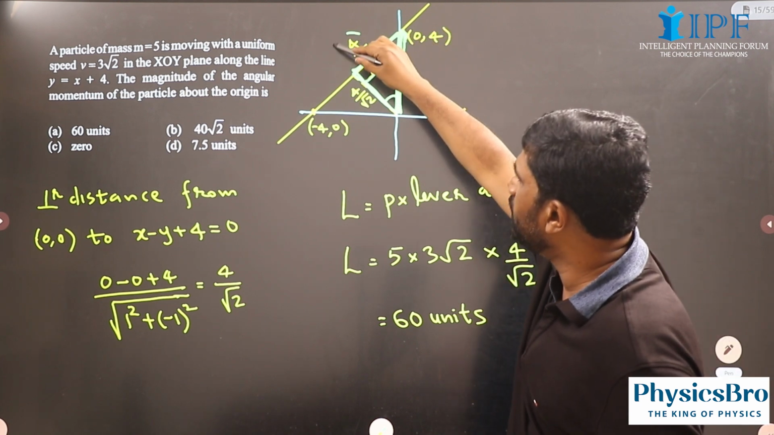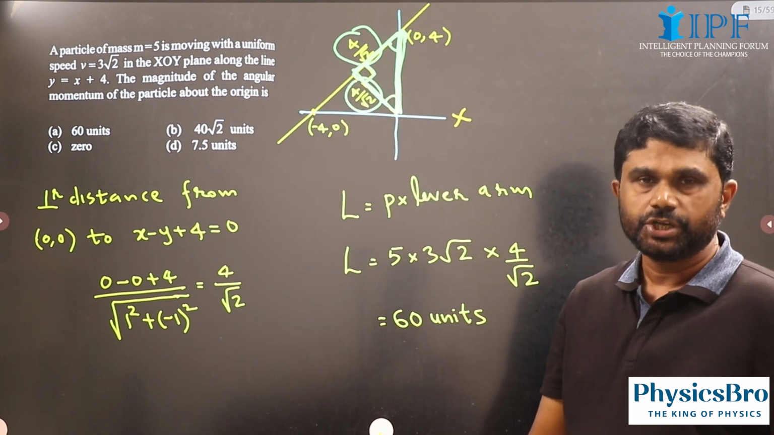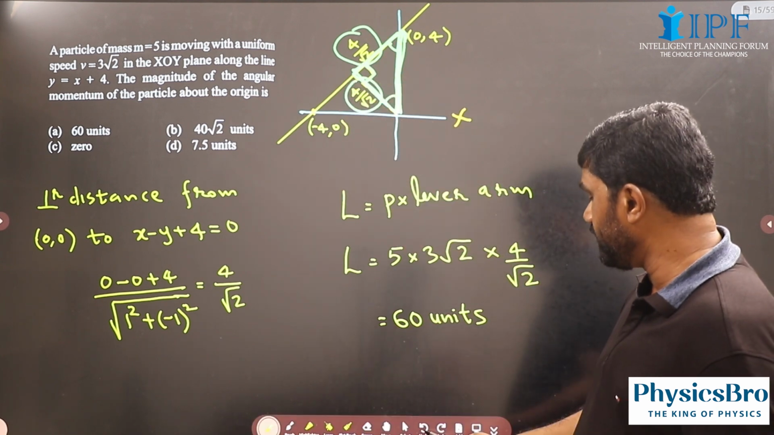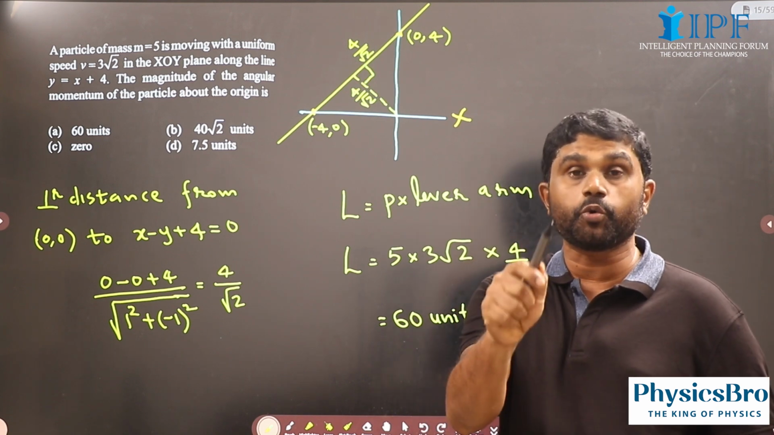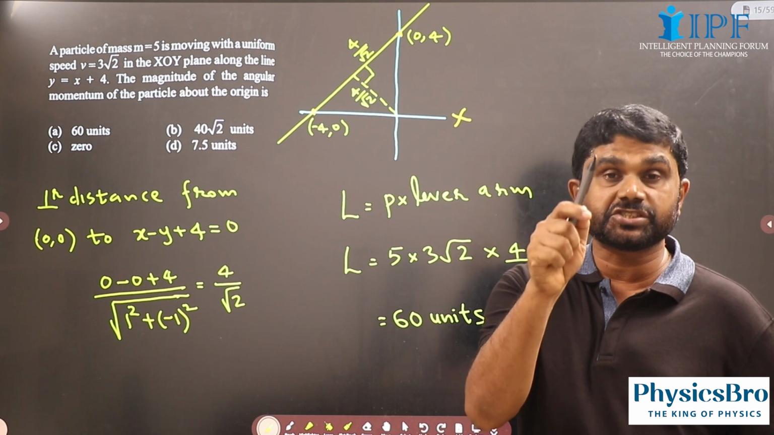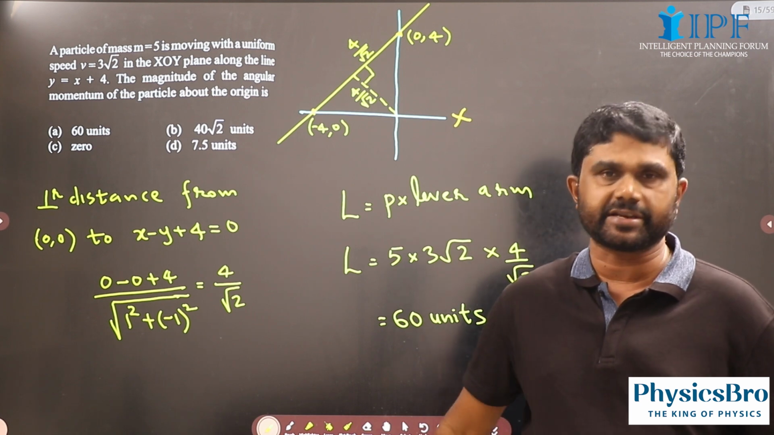Okay, so this is 4 by root 2 and this is also 4 by root 2. So 4 by root 2 is the perpendicular distance. Okay, 4 by root 2 is the perpendicular distance from the origin to the line along which the particle is moving, or to the line along which the linear momentum is acting.